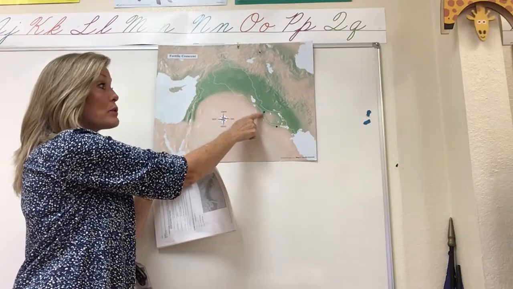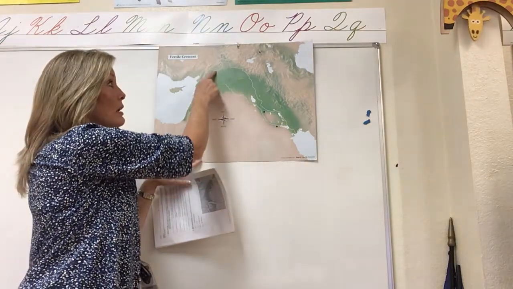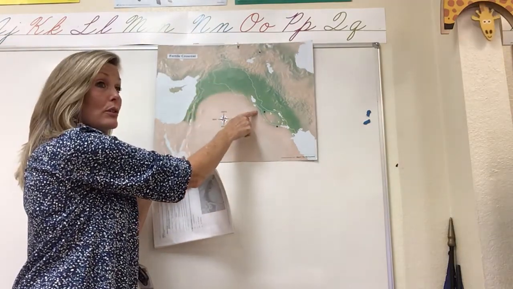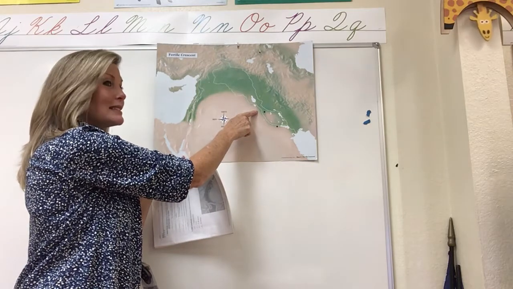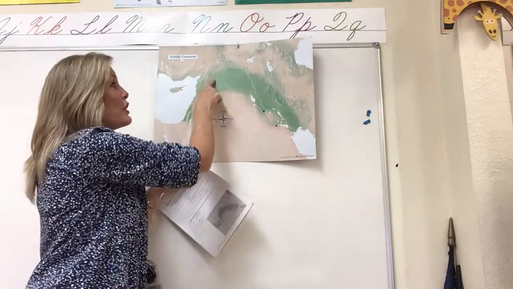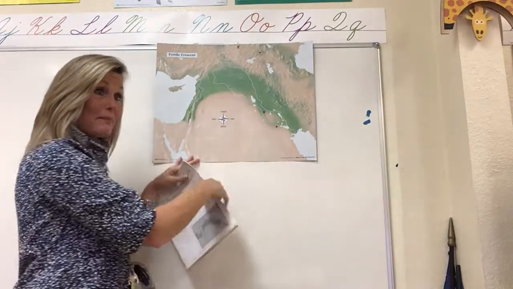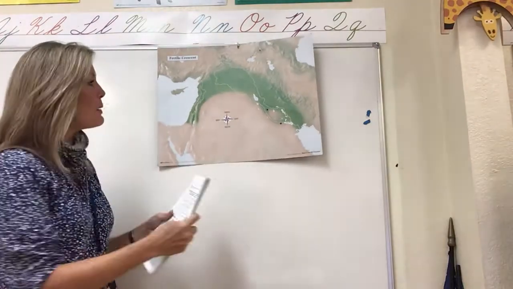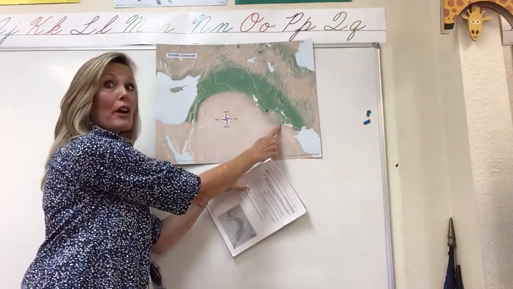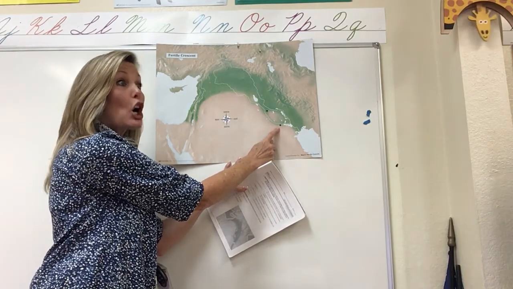Okay. What's this river called? Do you remember? The Euphrates River. Euphrates. All right. What was the name of this city that we put on our Bible map today, the one at the bottom? Abby? Ur.